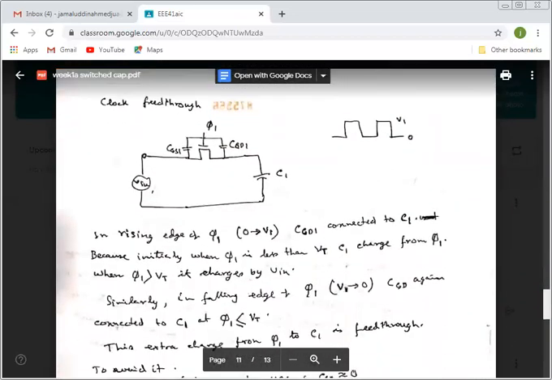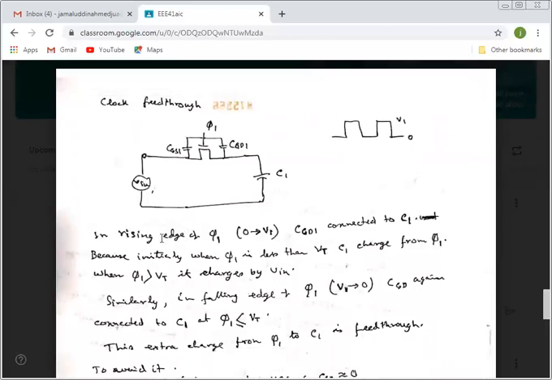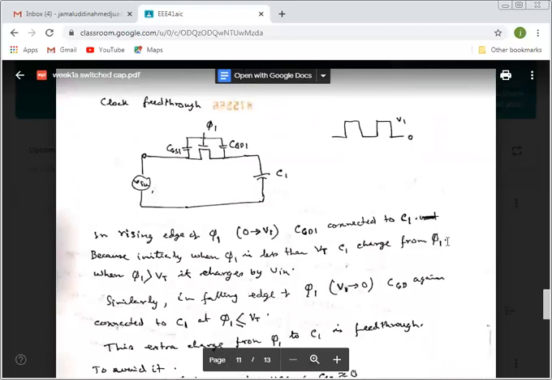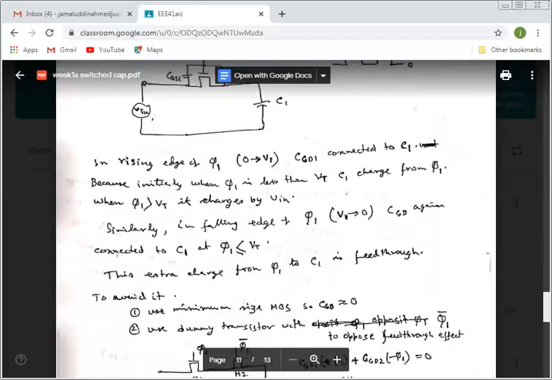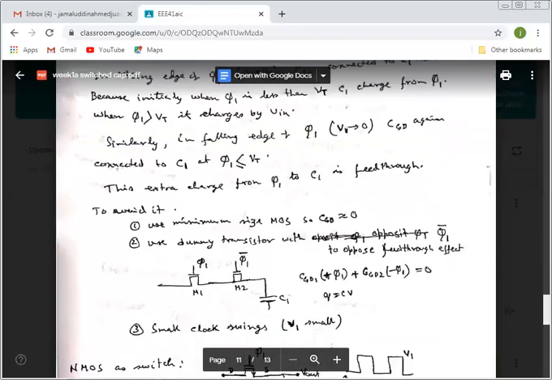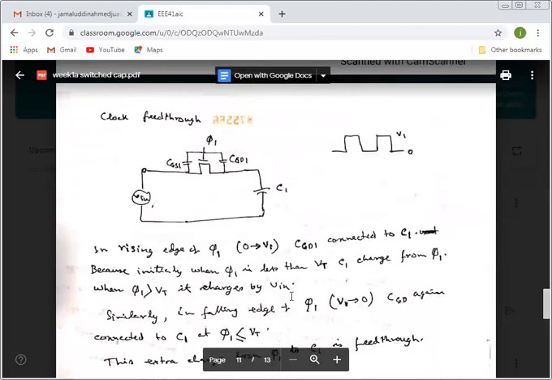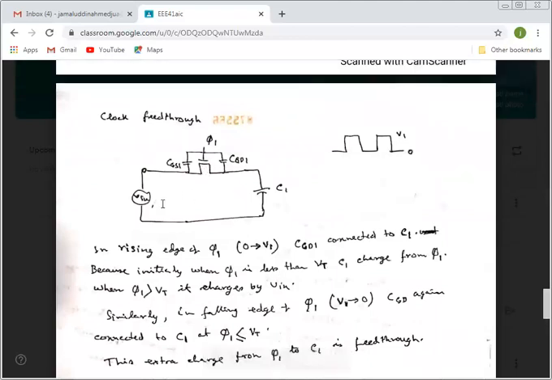Now, what is the problem in the MOSFET switch? The biggest problem is called clock feedthrough. What is called clock feedthrough? This transistor we are using as a switch. When this transistor is on, the current from V in goes to the capacitor. And as long as this transistor is off, no current will go from V in to the capacitor.